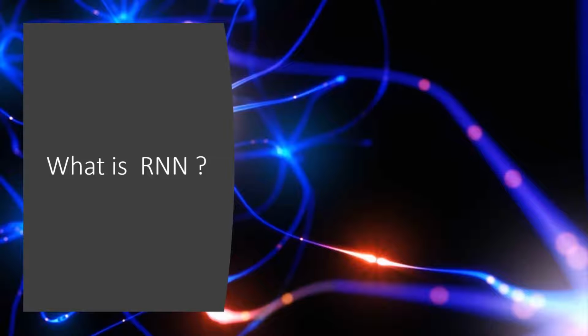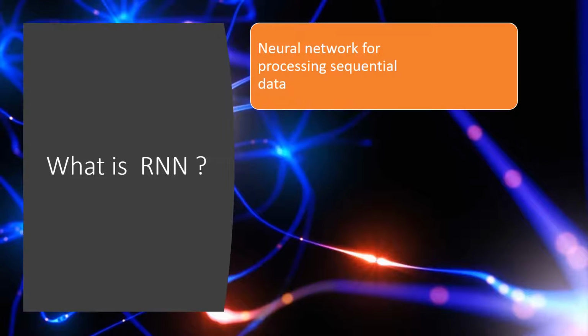Now, what is RNN? RNN is a neural network for processing sequential data. It is a family of neural networks for processing sequential data. They are a type of neural network designed for capturing information from sequence and time series data.